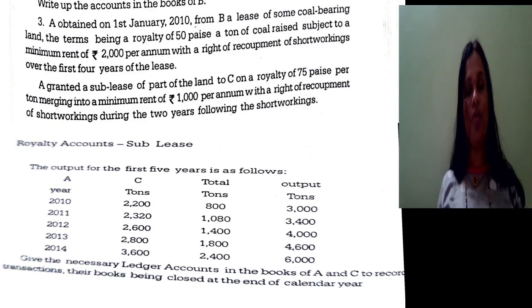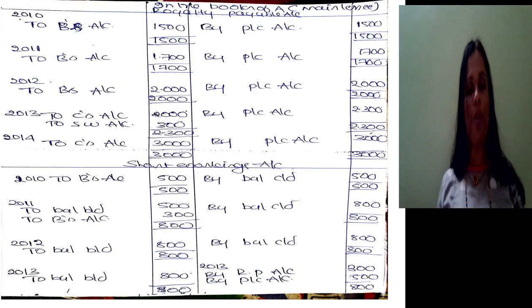So we have to prepare twice, because he is the main lessee as per the main agreement and the sublessor as per the sublease agreement. That's why we have to prepare two sets of accounts. What accounts have to be prepared in the capacity of lessee, and what accounts have to be prepared in the capacity of sublessor? Let me see how to prepare the accounts.